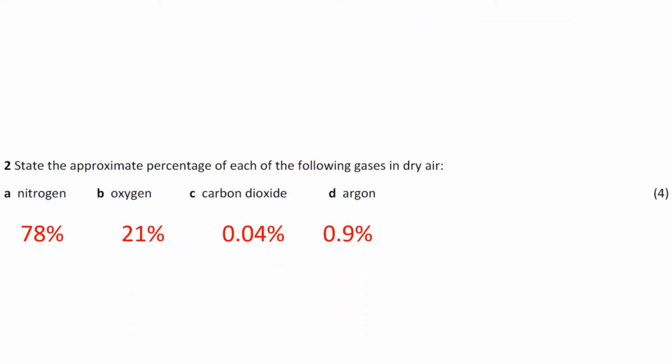So these are your percentages of each of the following gases in dry air. These questions normally do specify dry air because normal air would have water vapor in it, and that changes with humidity. So in perhaps a rainforest, you may have a higher percentage of water vapor than here in London.